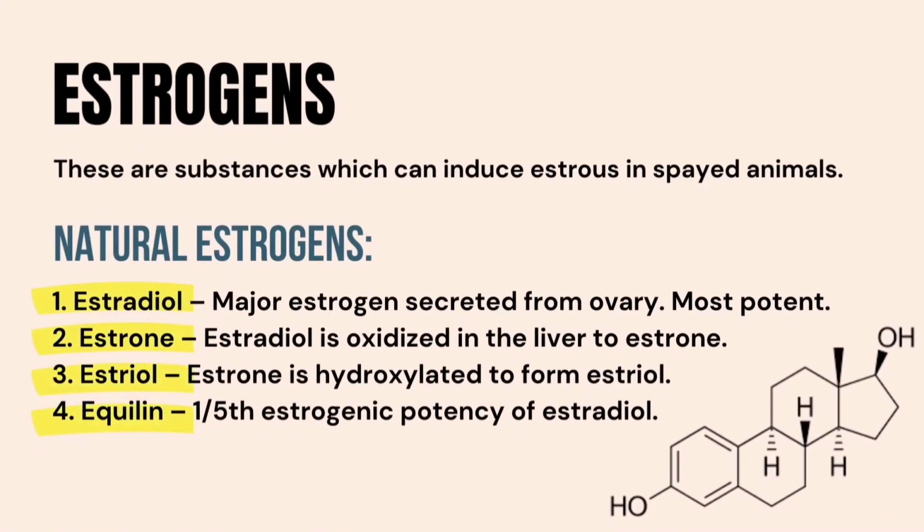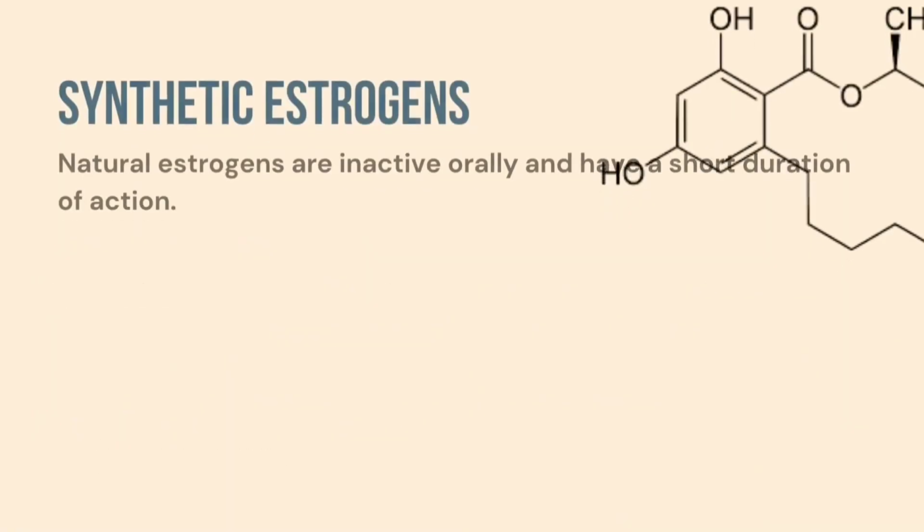Estrogens are substances which can induce estrus in spayed animals. Natural estrogens are estradiol, the major estrogen secreted from the ovary. It is the most potent. Estrone: estradiol is oxidized in the liver to estrone. Estriol: estrone is hydroxylated to form estriol. Equilin has one-fifth the estrogenic potency of estradiol.